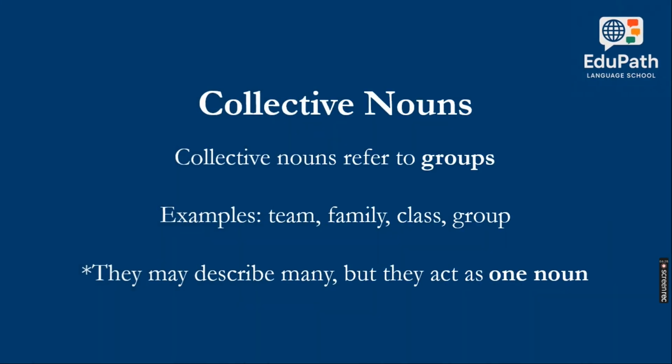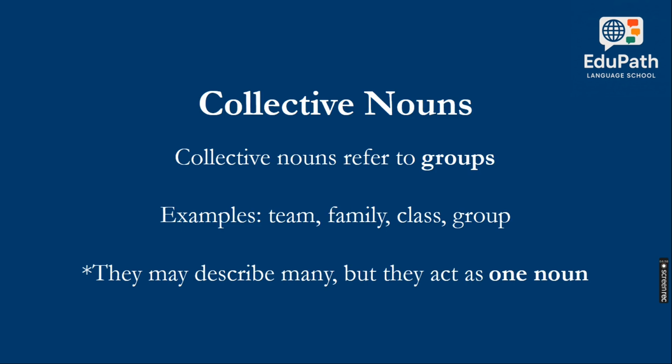Finally, moving on to collective nouns. What are collective nouns? Collective nouns are names that refer to groups of something. For example, team, family, class, or the word group. Collective nouns can describe many, but they act as one noun. For example, a family of people. That would be a collective noun, or a class of students. This acts as a collective noun.